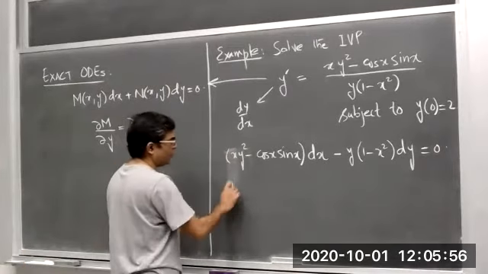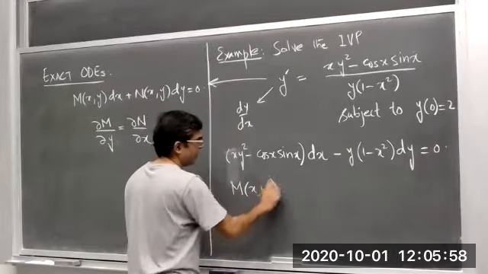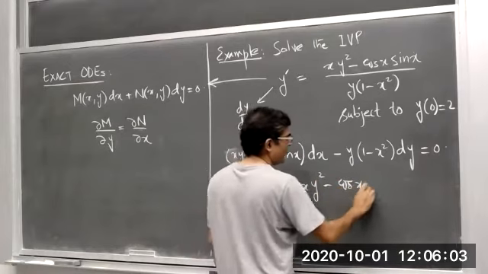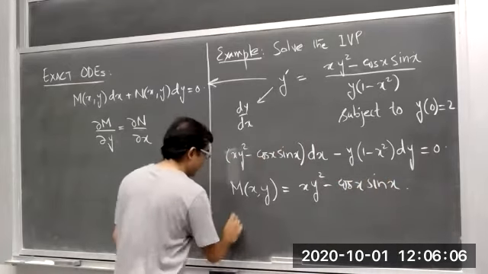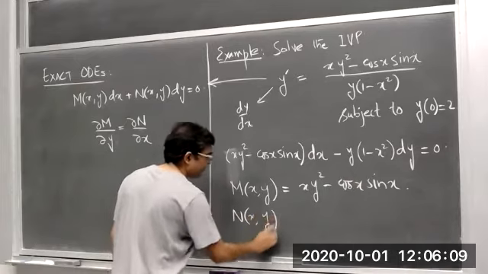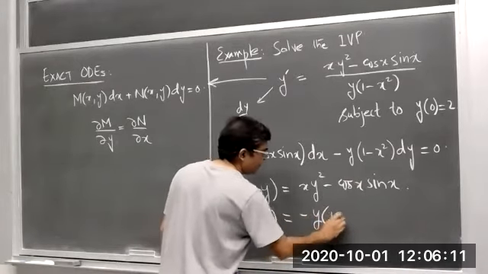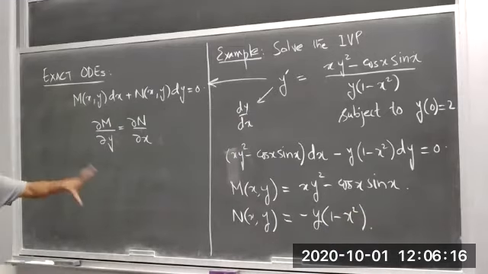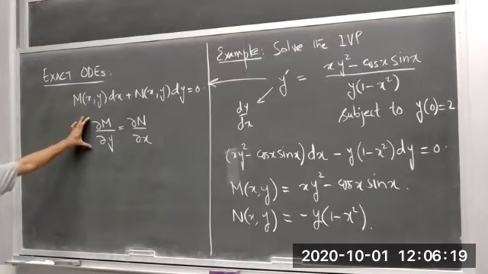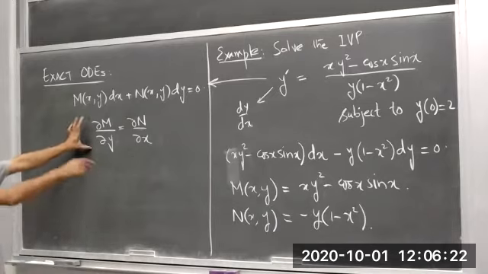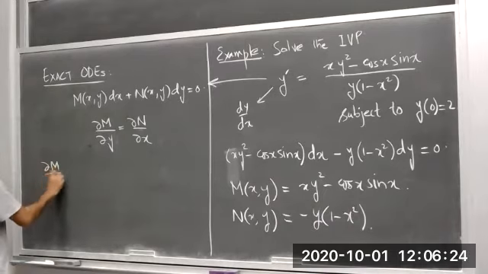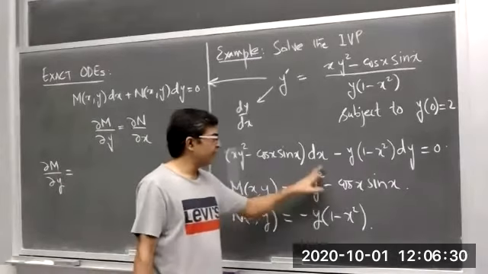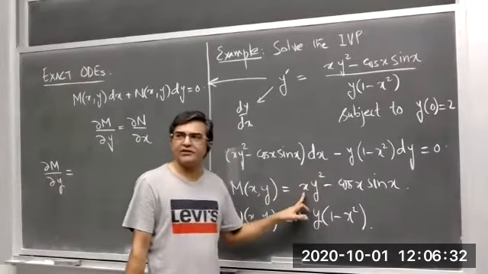Now we can easily write M(x,y) = xy^2 - cos x sin x, and N(x,y) = -y(1 - x^2). So now we have M and N. We need to check the exactness condition. For that, we need to find partial M over partial y. With respect to y, x would be treated as constant.